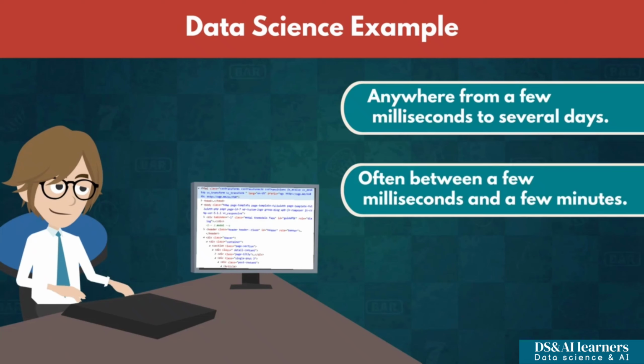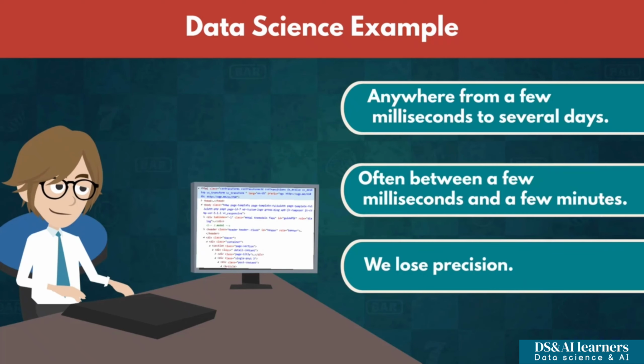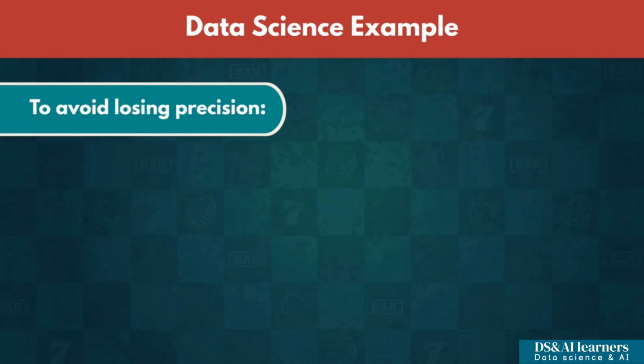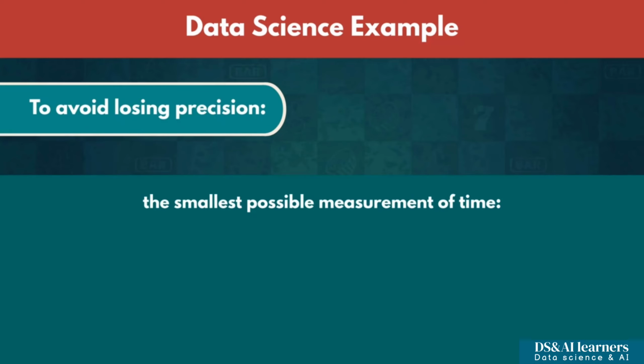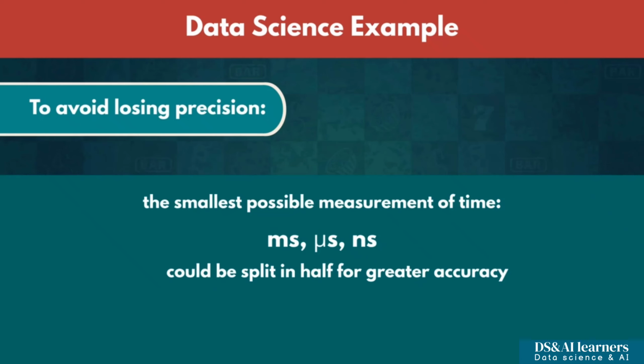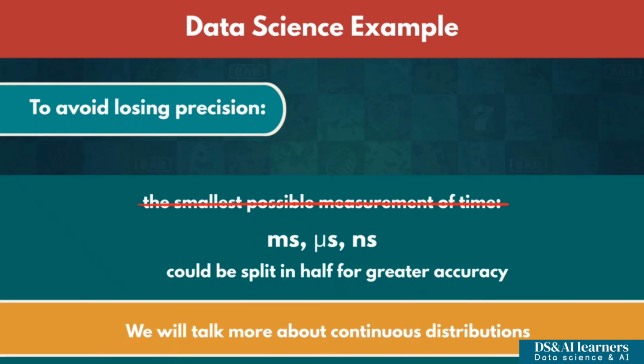If we record time in seconds, we lose precision, which is something to be avoided. To avoid it, we need to use the smallest possible measurement of time. Since every milli, micro, or even nanosecond could be split in half for greater accuracy, no such thing exists. In less than an hour from now, we will talk in more detail about continuous distributions and how to deal with them.